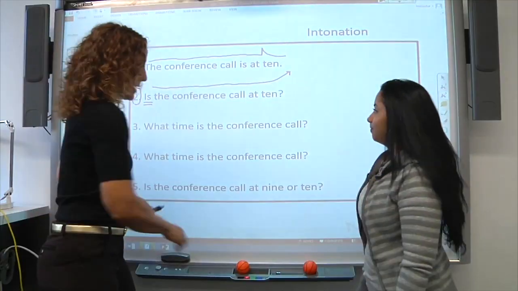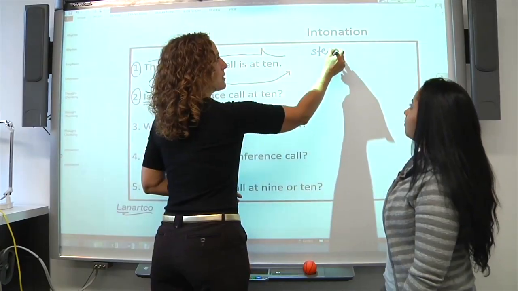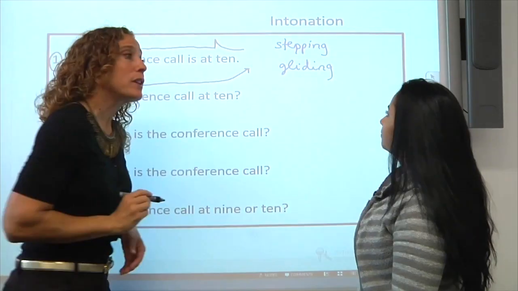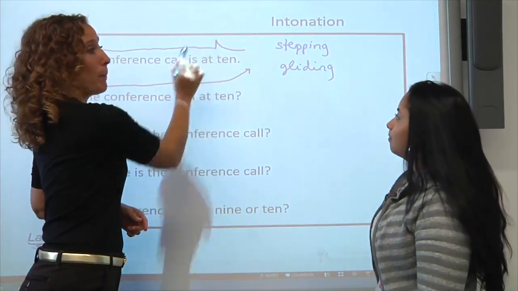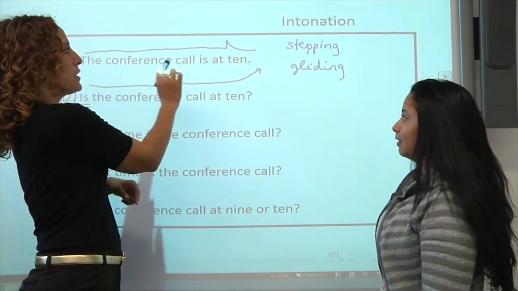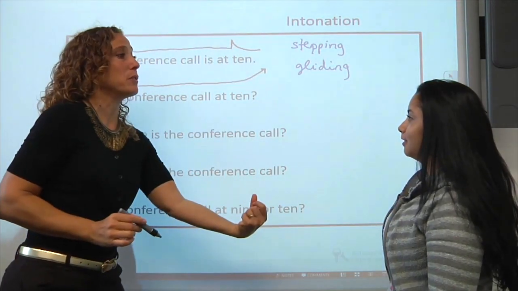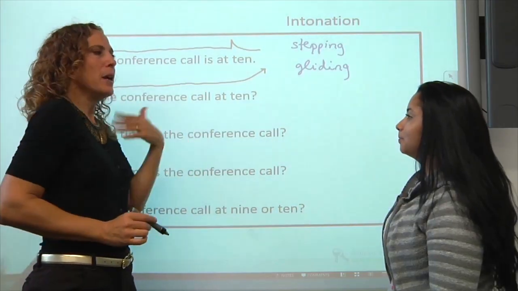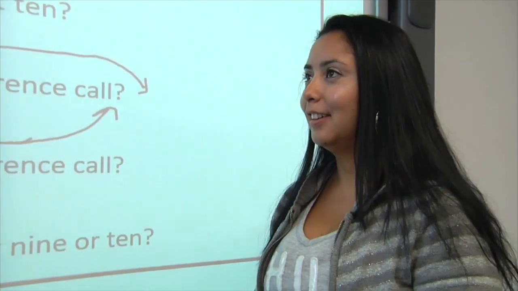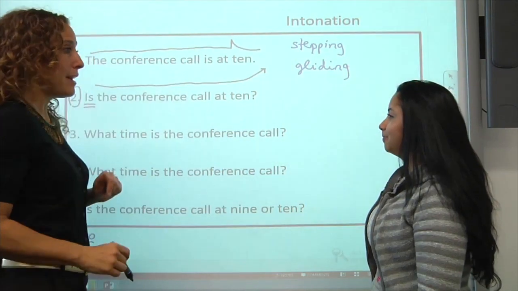So there's 2 things here that we're looking at. One way of using our voice is called stepping, and another is called gliding. For example, when we go up on 10, we're stepping, it means we're skipping some notes. The conference call is at 10, and then I'm gliding through the notes. Keep that in mind, because maybe I'm going to say to you, I need you to glide more, or I want you to step here. You can see clearly from this pattern that we're gliding up. All right, good.